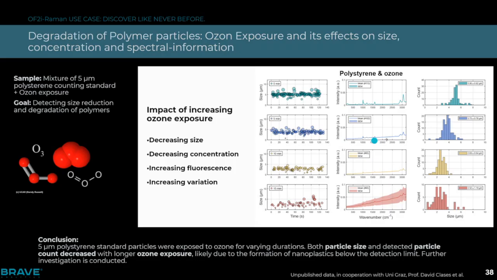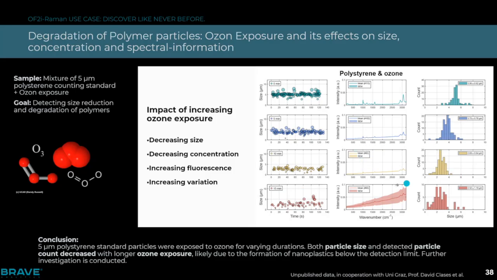When we turned on the ozone for 5 minutes, we already saw that, first of all, we see information on the spectra. They start to change. The peaks are not as well pronounced anymore, but also fluorescence is starting to appear. The count goes down, and the size really changes from this 5 micrometer peak down to a 4 micrometer peak, and also going further down. When we then put this into 10 minutes and 15 minutes, first of all, the count really goes down, so the concentration changes.